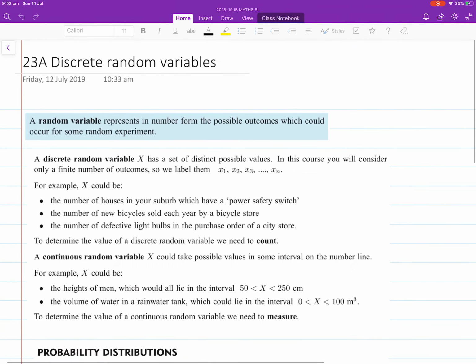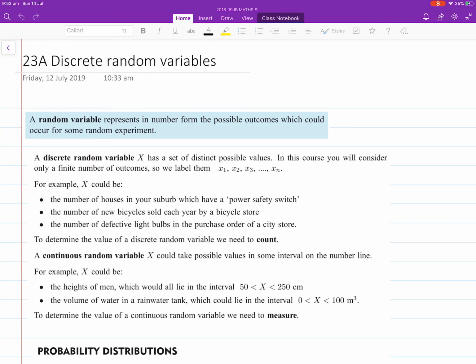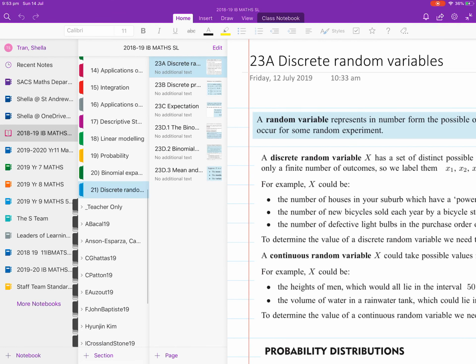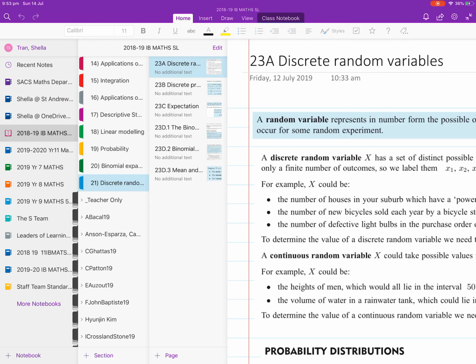Hey Year 12. So I'm going to make some videos for you guys on chapter 23, which I've put in your OneNote here. It's under tab number 21, discrete random variables. And it goes A, B, C, D, but D is 1.1, 0.2, and 0.3.